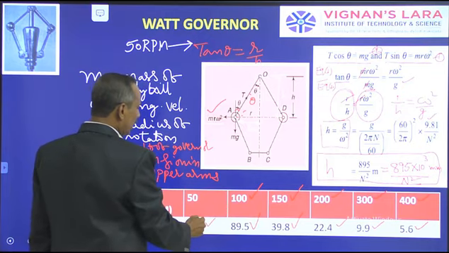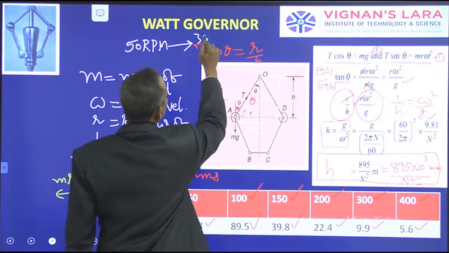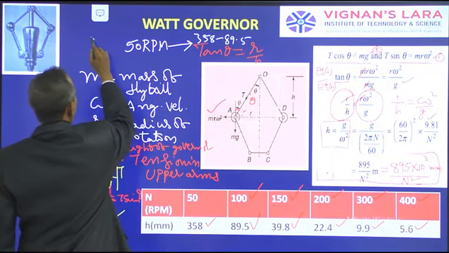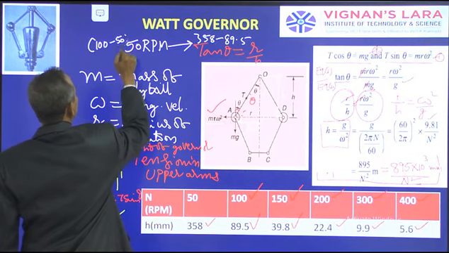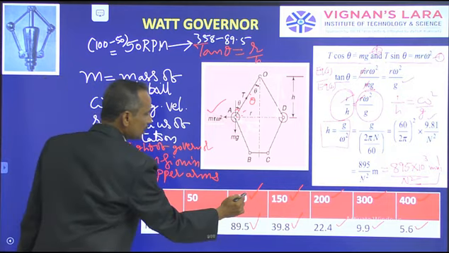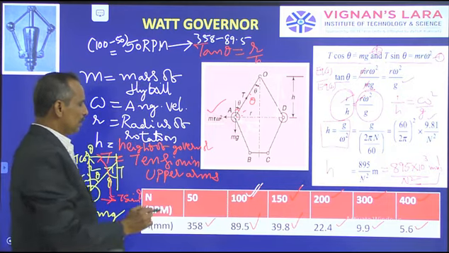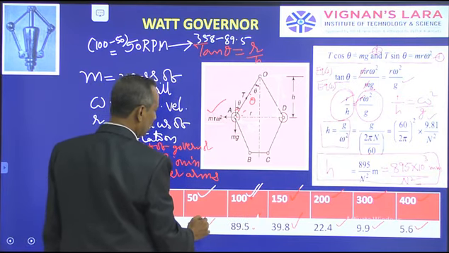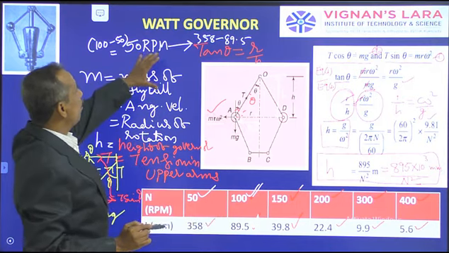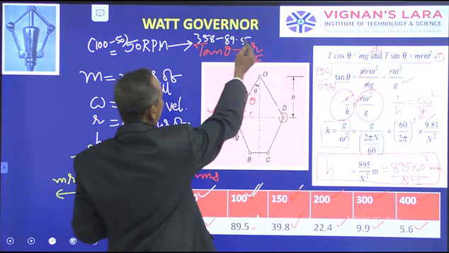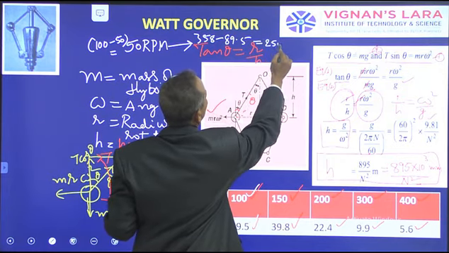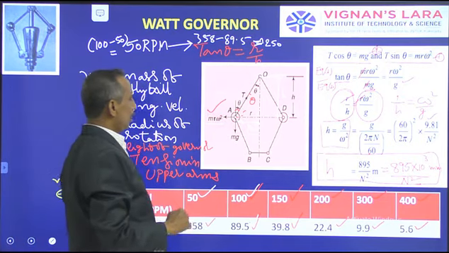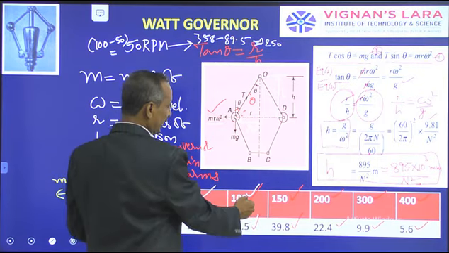caused the lift of the sleeve of 358 minus 89.5. That is, 100 minus 50 is 50. So the speed has been increased to 100 from 50, and then the height of the governor has changed to 89.5 from the beginning 358. That means you have an ample amount of lift, around 250. Around 250, isn't it?